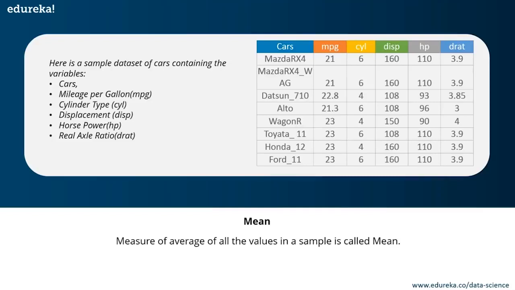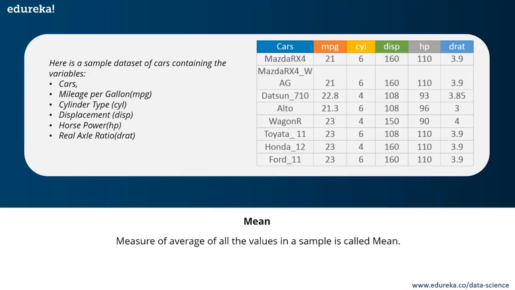So to better understand the measures of central tendency, let's look at an example. The data set over here is basically the cars data set and it contains a few variables. It has cars, mileage per gallon, cylinder type, displacement, horsepower, and rear axle ratio. All of these measures are related to cars.